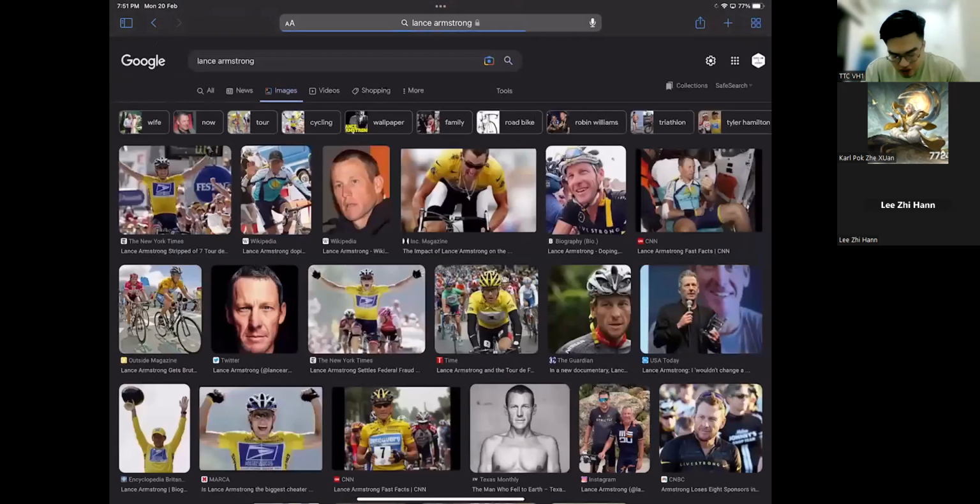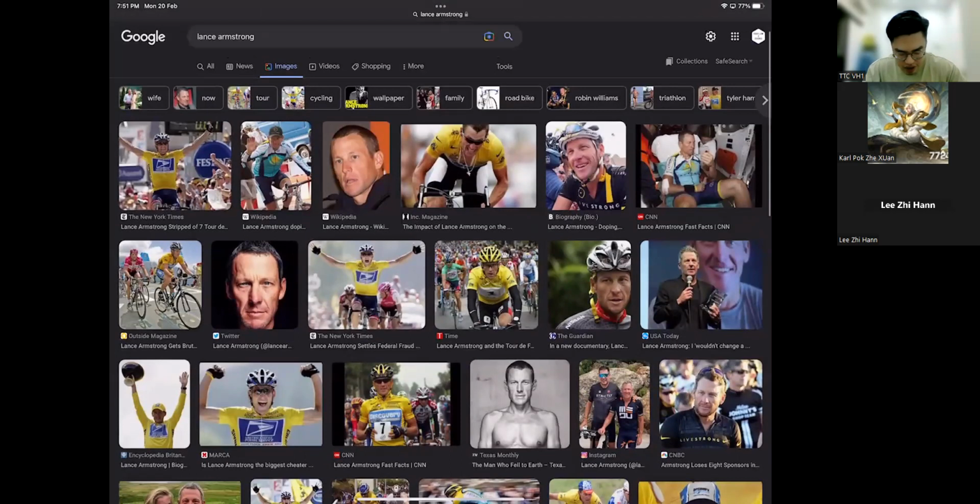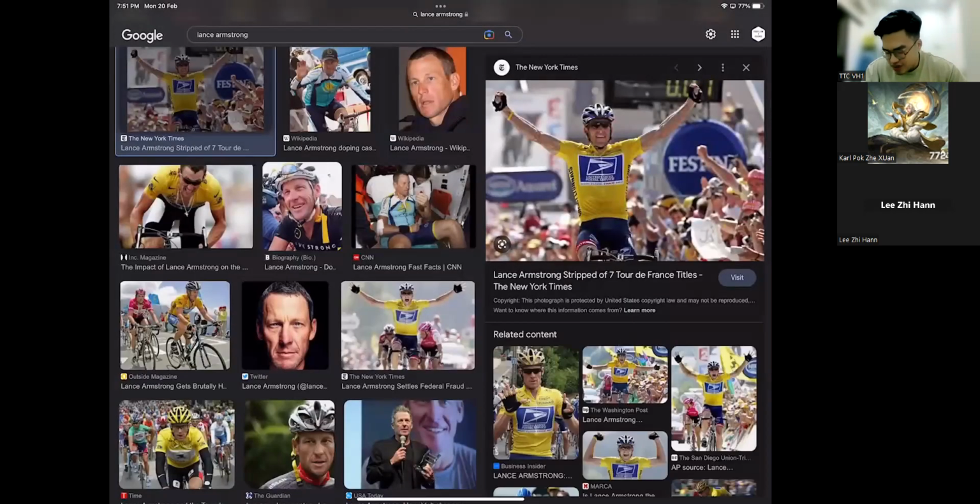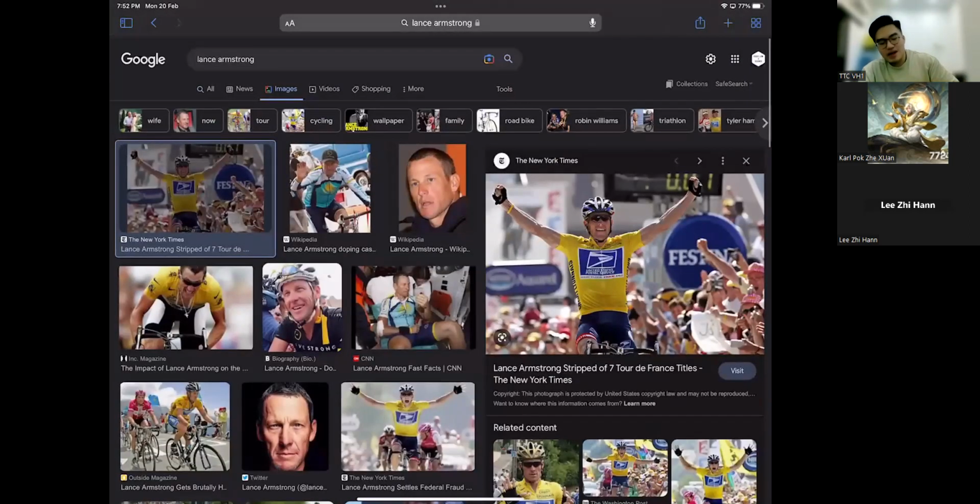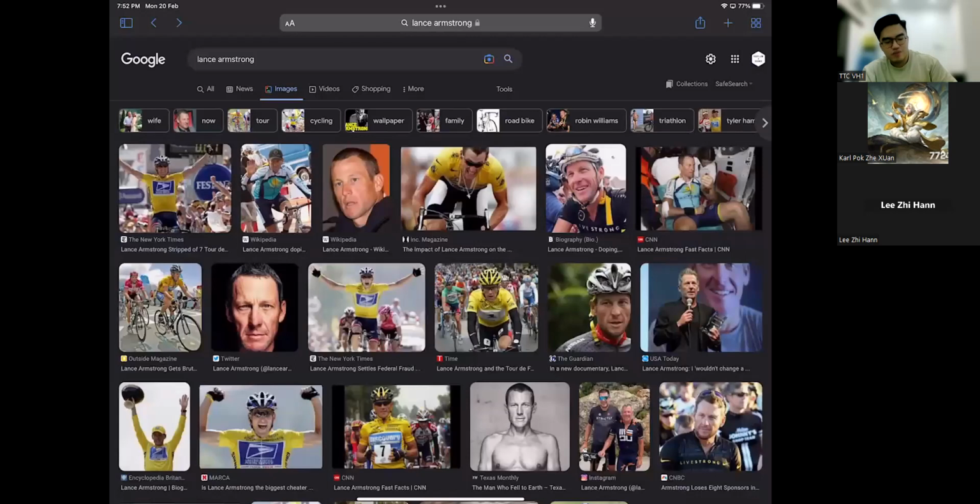Huge disaster. You go and you look at this: Lance Armstrong stripped of 7 Tour de France titles. It's already very hard to win one. He has 7, right? All of it got stripped off because he was caught doping. He wasn't caught for many, many years until I think he came out and admitted it. Something like that. He came out and told people that he had been doping for many, many years.